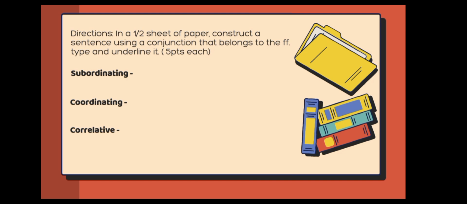So here, in a one-half sheet of paper, construct a sentence using a conjunction that belongs to the following types and underline it. Below, I already have provided three types. So all you have to do is construct a sentence, then underline the conjunction you used. 5 points each, so in total 15 points. But since we're running out of time, I'll just make it an assignment for you. You should pass it tomorrow morning early. Okay? Very well.